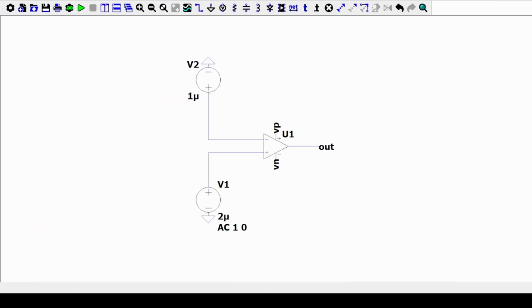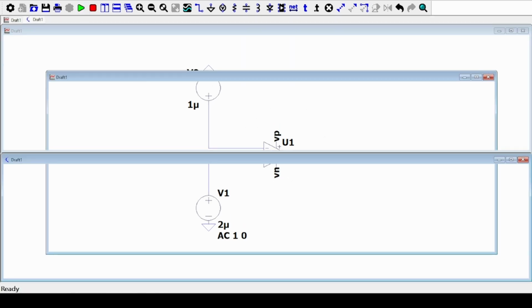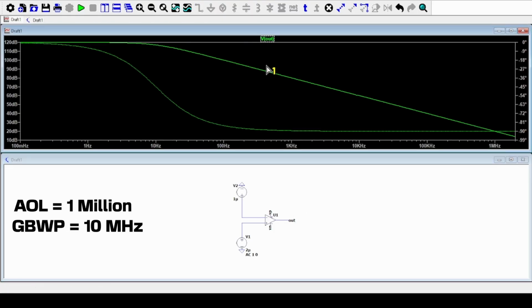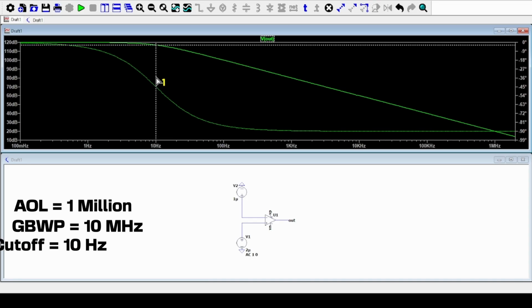For our op-amp in this example, the open loop gain, which is a unitless quantity, is 1 million, while the gain bandwidth product is 10 MHz. We can see that our gain begins to drop off at 10 Hz. Our open loop gain times our cutoff frequency of 10 Hz is just our gain bandwidth product at 10 MHz.